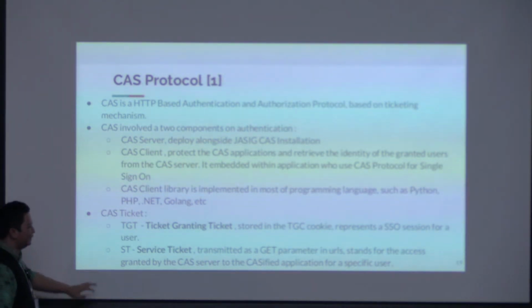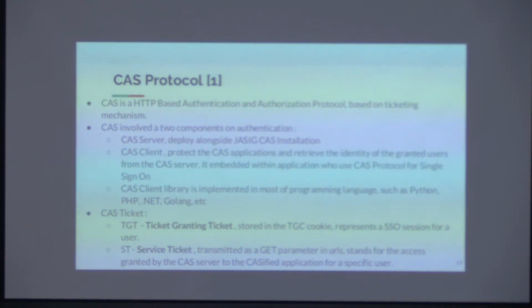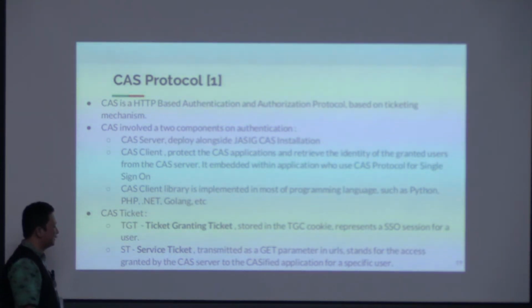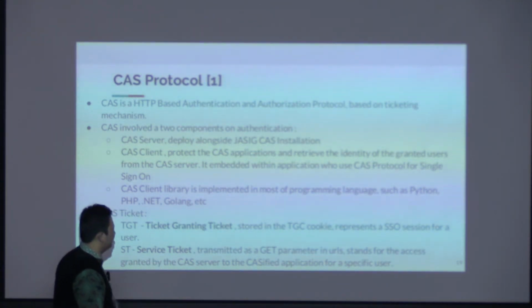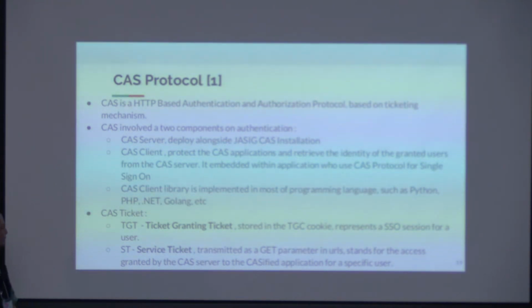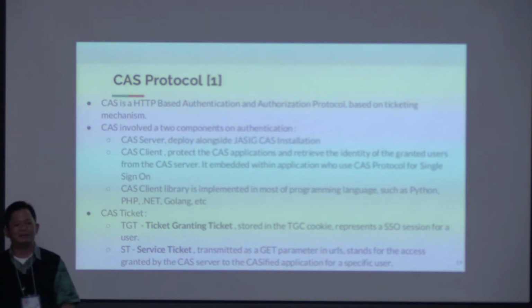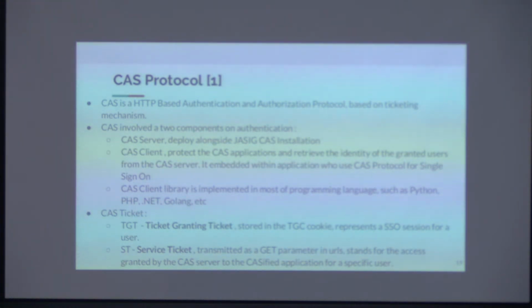And this is per application ticket. The TGT will generate a service ticket per application. We use the same credential. So ST, service ticket, translated as a subject parameter in the URL, stands for the access granted by the CAS server to the CASified application. The CASified application is the application where you embed the code from the CAS client library.